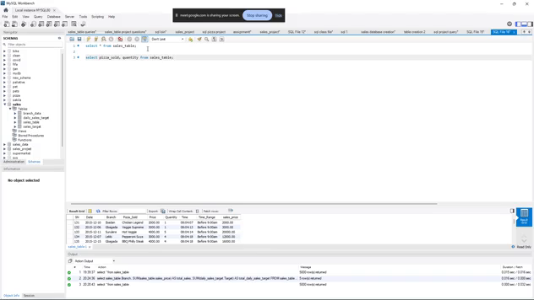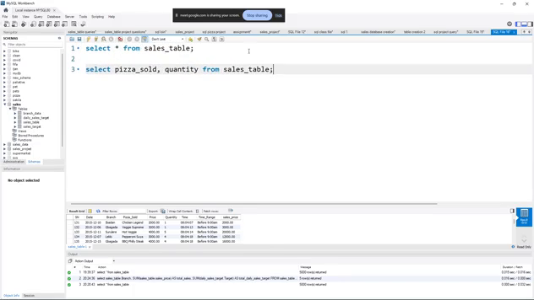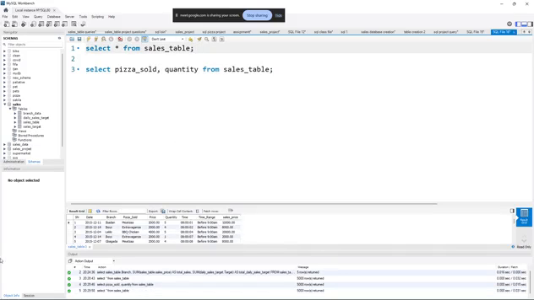Please help us enlarge it. It's a bit small. Okay, the screen. All right, is it better? Yes, it's okay. Thank you. So now we have this. We are able to see the pizza sold and the quantity. Nice. Let me run this again.